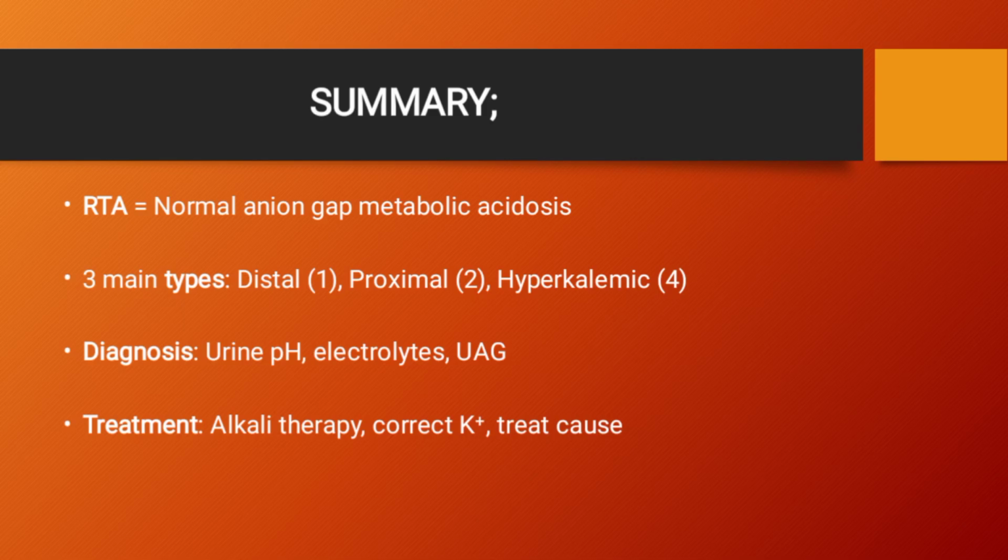To summarize, renal tubular acidosis represents a group of tubular disorders causing normal anion gap acidosis. Differentiating the types is essential for targeted therapy. Prompt recognition and correction of acidosis prevent complications like bone disease and nephrocalcinosis.